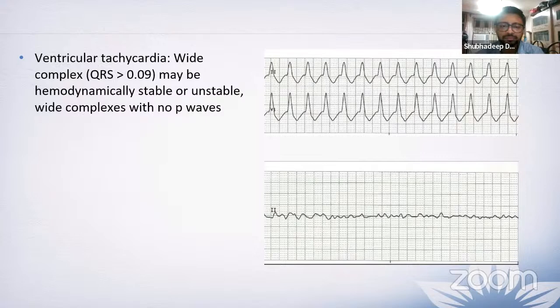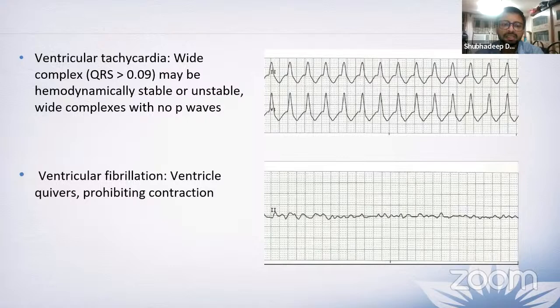And then this is a bizarre rhythm. This is ventricular fibrillation. This is a situation where the ventricle actually quivers rather than actually contracting. It prohibits contraction. And again, it's an emergency. You have to start CPR, and at the same time, you have to defibrillate the heart.